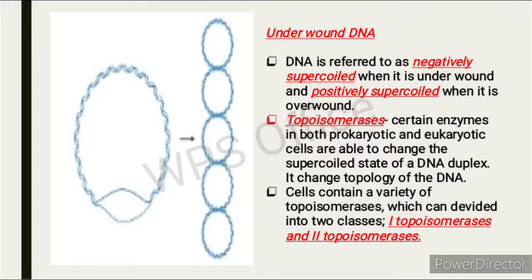Type 1 topoisomerases change the supercoiled state of a DNA molecule by creating a transient break in one strand of the duplex. And type 2 topoisomerases make a transient break in both strands of the DNA duplex, and another segment of the DNA molecule, or a separate molecule entirely, is transported through the break, and the severed strands are resealed.